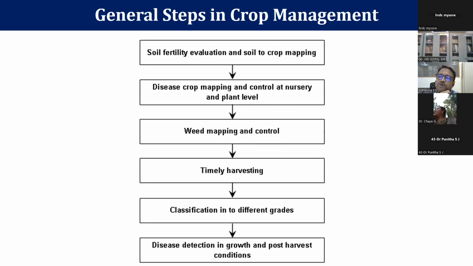And the next stage is going to be weed mapping and control. Based on a certain crop, certain types of yields will be specific when we are growing those crops. So that has to be seen first: which is the crop and which is the weed. Otherwise, the nutrients that we are supplying to the field will be consumed by the weed rather than the crop. And after that, timely harvesting plays a vital role.